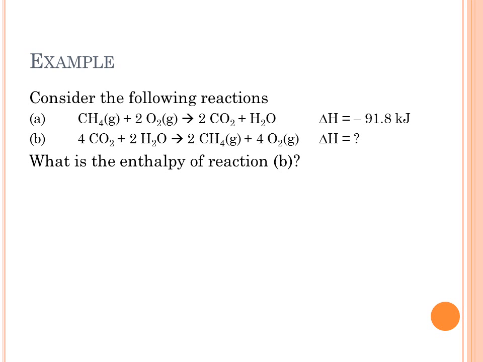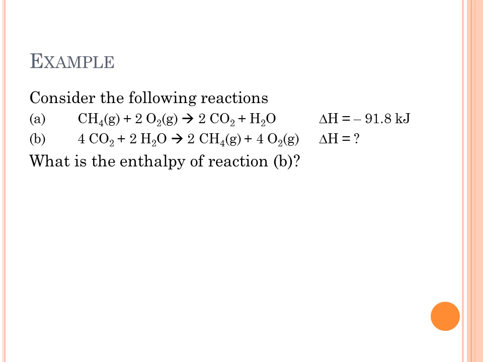So let's consider this example. If we've got combustion of methane in A, and the delta H is negative 91.8 kilojoules. A negative delta H implies that it's exothermic, or it releases heat into the surroundings. In reaction B, what it looks like is that we've flipped the reaction from reactants to products, and we've multiplied all the coefficients by 2. So what would be the delta H in that particular case?